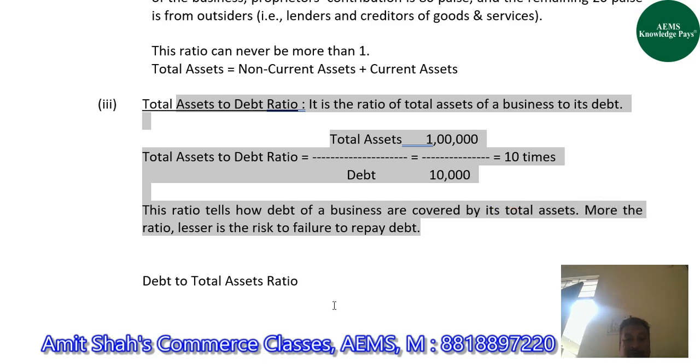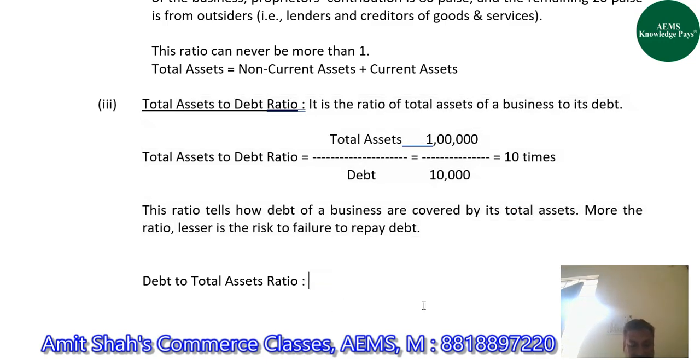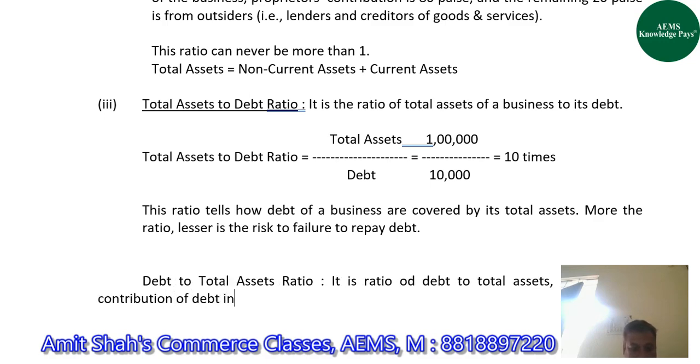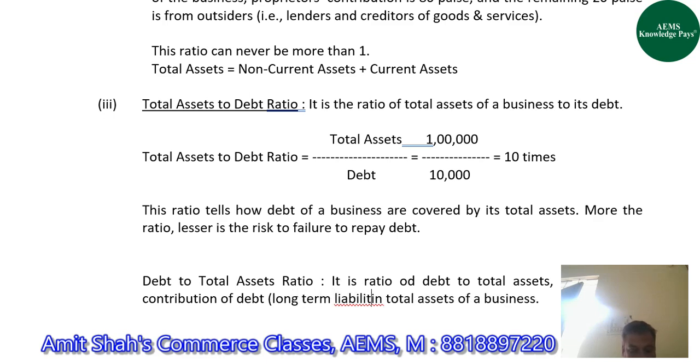So CBSE students should note down this much, guys. It is the ratio of debt to total assets and tells the contribution of debt in total assets of a business. Debt means long-term or non-current liabilities. This is for ISC students, guys.